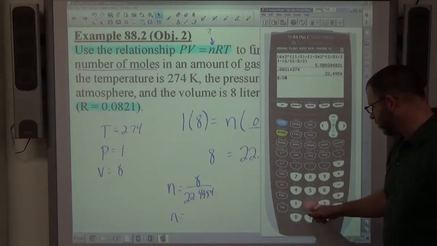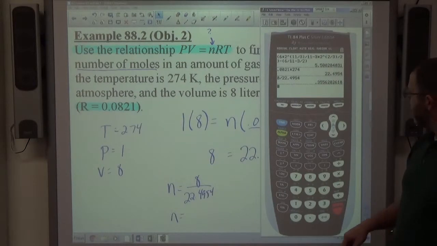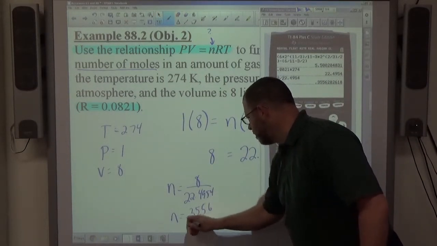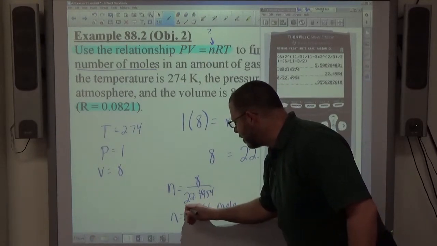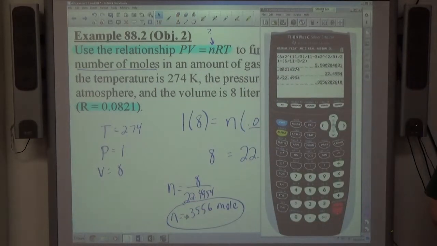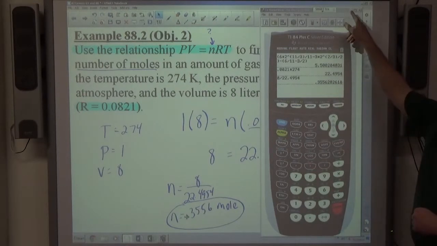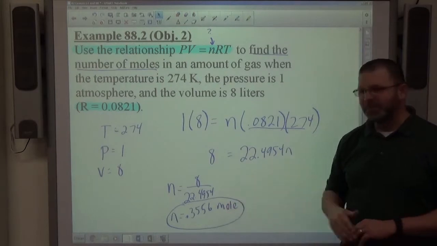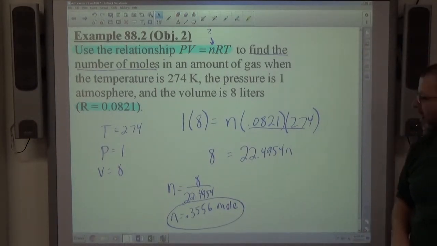Divided by 22.4954. That comes out to 0.3556 mole. If you want to be really technical about it, I put mole because it's not plural because it's less than 1, right? If it comes out to like 1.53, go with moles, all right? But I'm not going to count off for you not putting an S when you need one or putting an S when you don't. But 0.3556 mole would be the proper way to write the answer there.